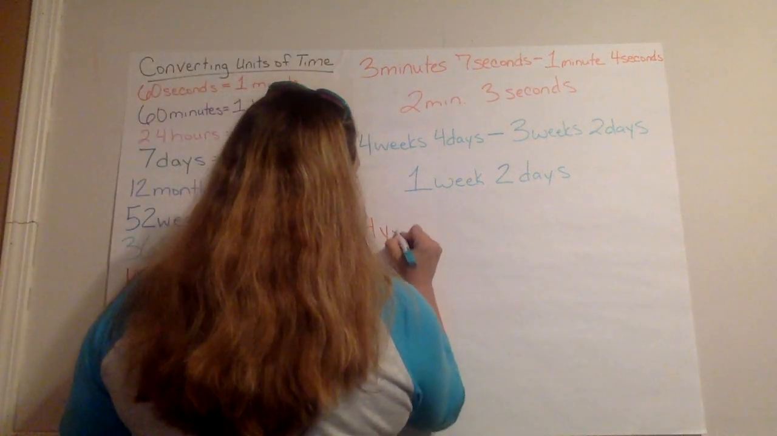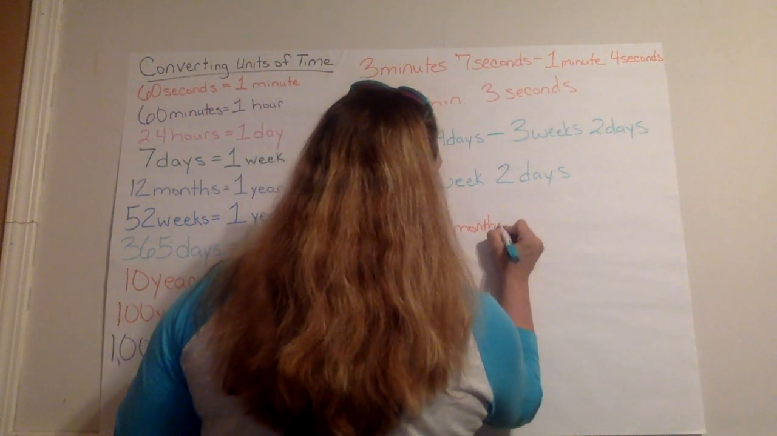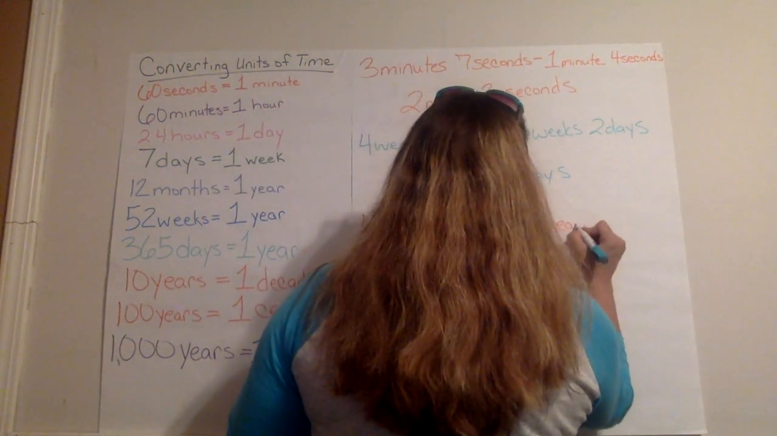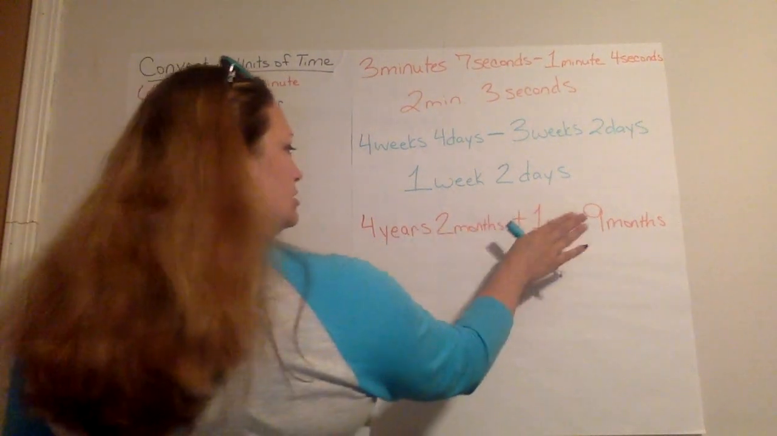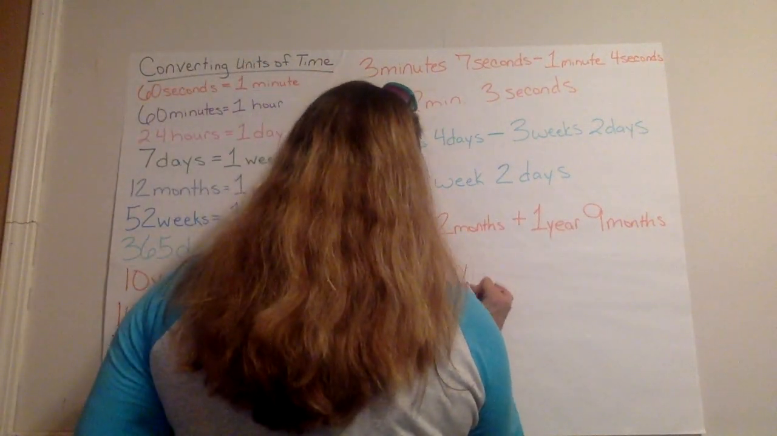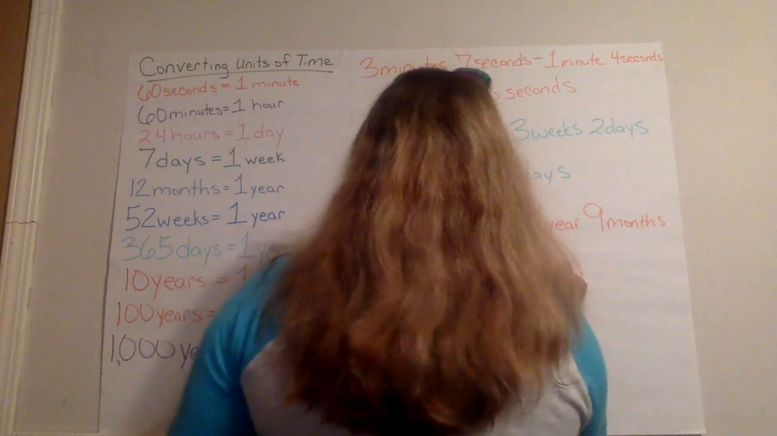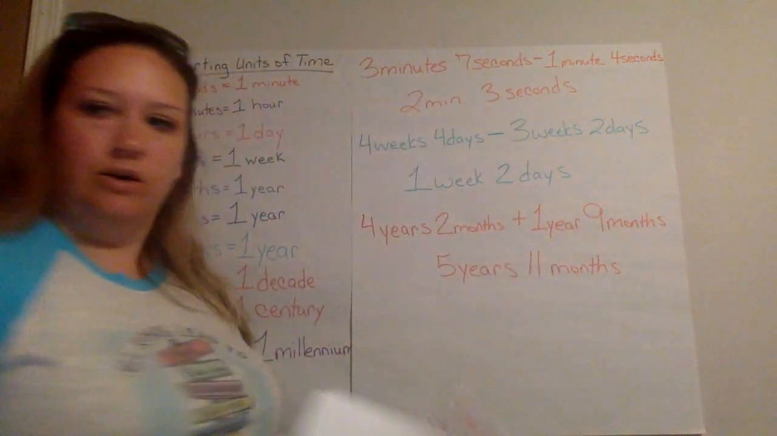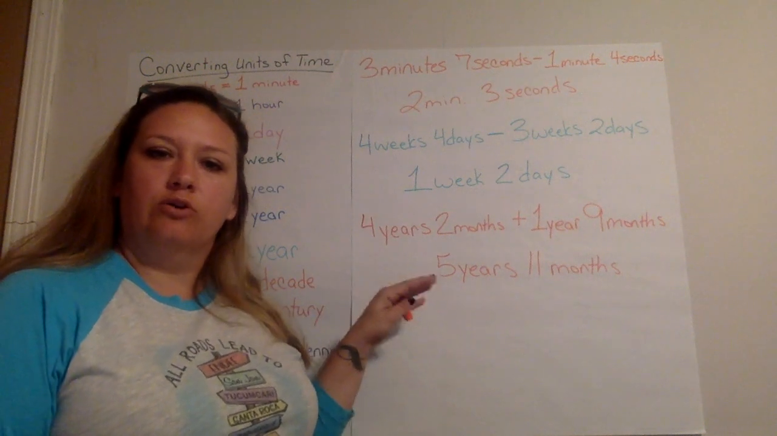All right, let's do one where we're adding. Let's do 4 years, 2 months, plus 1 year, 9 months. Well, we're just adding. So if I have 4 years plus 1 year, I'm going to get 5 years. 2 months plus 9 months, I'm going to get 11 months. All right, so adding and subtracting this way, this is pretty easy. I don't think it's going to get much harder than what you're seeing here on your IXL.